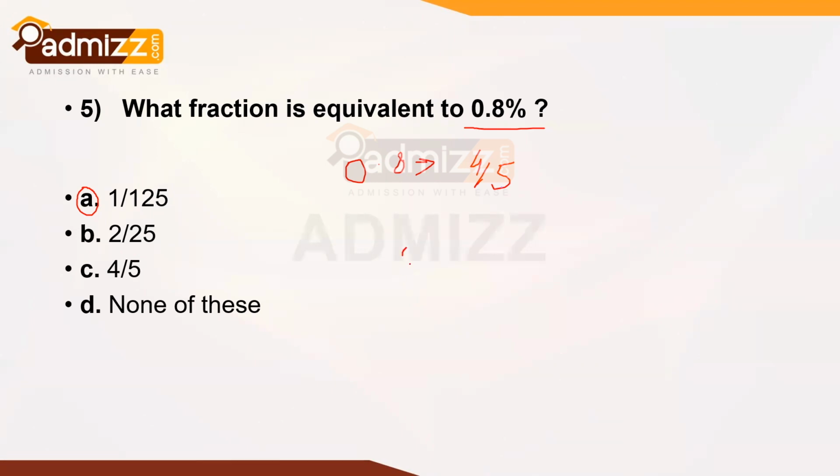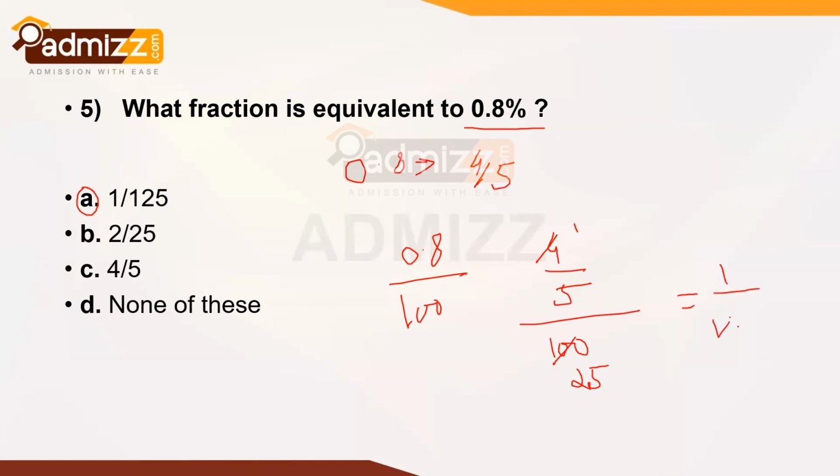What we have to do is further divide this by 100, right? And we know that 0.8 is 4 by 5, and we are further dividing this by 100. And so 4 1 times is 4, and 4 25 times is 100. So this is equivalent to 1 over 125, right? And this is option number E.